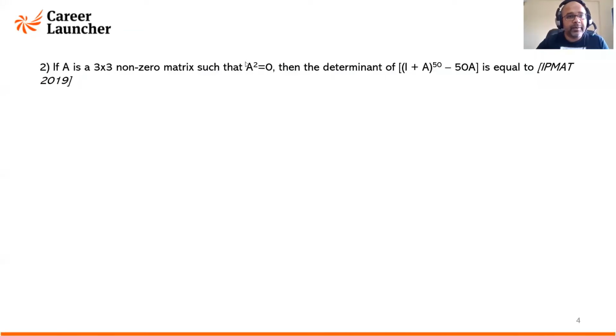If A is a 3 by 3 non-zero matrix such that A square is 0, this is number 0, then the determinant of this entire thing looks scary. It might look very, very long. Now this is not 1, here it is I. I means identity matrix. So they are basically saying I plus A whole power 50 minus 50A is how much?